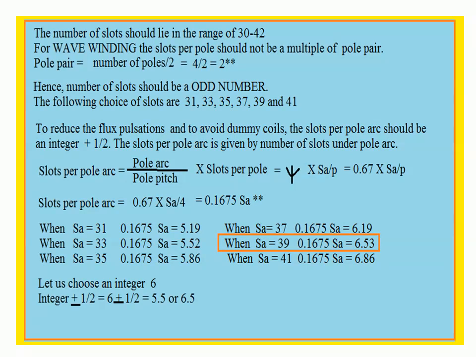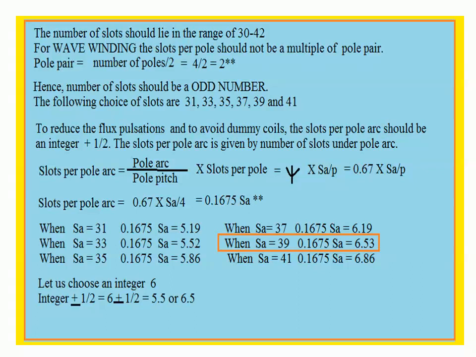For wave winding, the slots per pole should not be a multiple of pole pairs. Pole pairs equal number of poles divided by 2, that is 4 by 2 equal to 2. Hence the number of slots should be an odd number, that is, it should not be a multiple of pole pairs. Hence the choice between 30 to 42 is the odd numbers 31, 33, 35, 37, 39, 41. Hence, make the list of possible values.